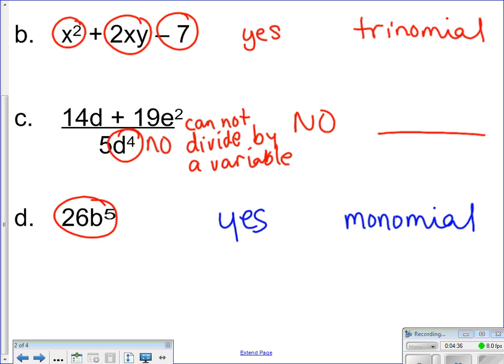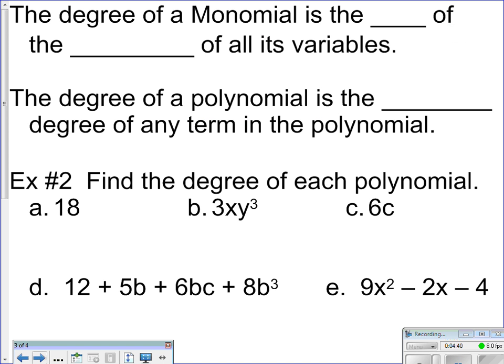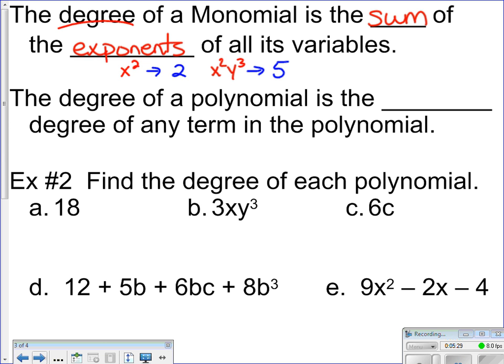All right, next slide. We're going to talk about degree now. If you want to write this down, you should pause. The degree of a monomial is the sum of the exponents of all its variables. So you look at the exponent, and that's what the degree is. Short example. X squared. The degree of x squared is 2. That's the exponent. If you have x squared y cubed, add the exponents. Right, that's 5.